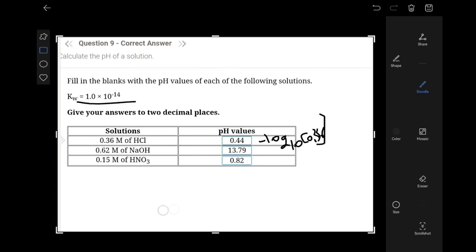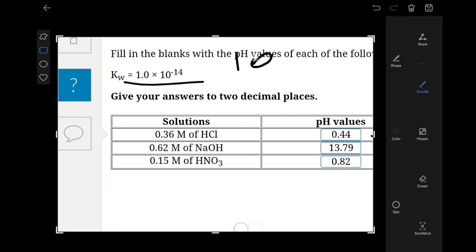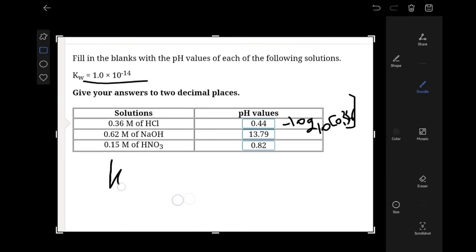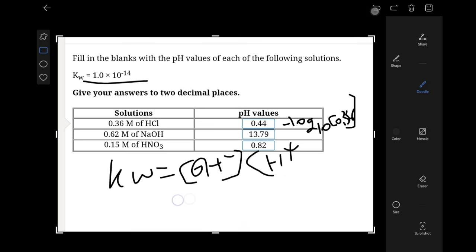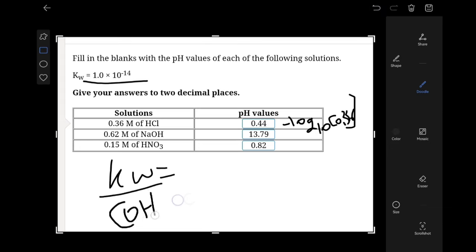So look, we know the concentration of OH is 0.62, because it's a 1-to-1 ratio. So you go 10 to the negative 14 over 0.62. You get your answer, whatever it is. Remember, KW equals OH minus times H plus. So KW over OH minus gives you H plus.